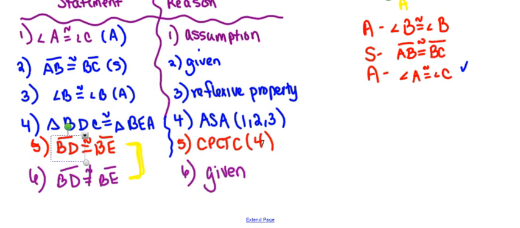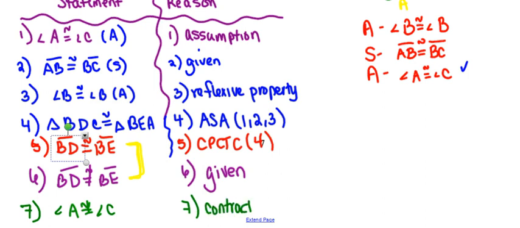So there's our contradiction. Because we established this contradiction, we know that the assumption that led us to this place, this statement that angle A is congruent to angle C, must be a false statement. And if it's a false statement, then its opposite or its negation, which is that angle A is not congruent to angle C, must be a true statement.